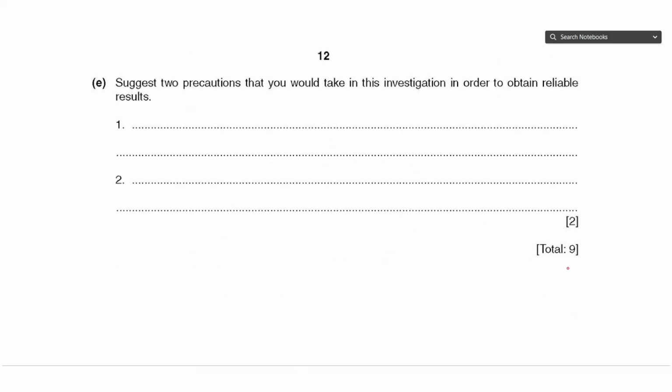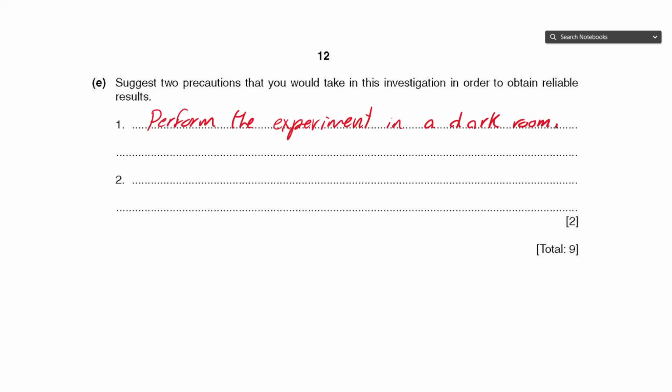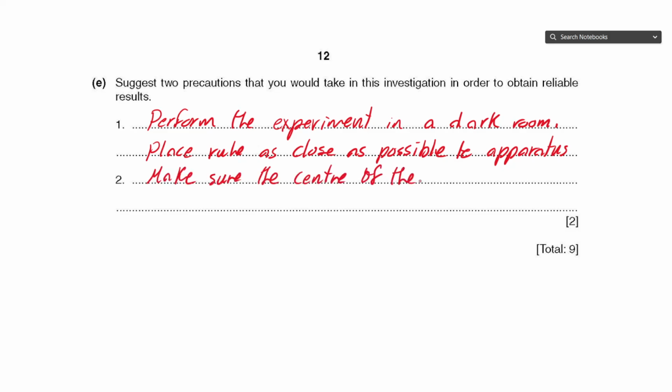Part E says suggest 2 precautions that you would take in this investigation in order to obtain reliable results. We can say perform the experiment in a dark room so that the image would appear better. We can say place the rule as close as possible to the apparatus, or look perpendicular to the scale. We can also say use pointers. We can say make sure the center of the lens and the illuminated object are on the same level or height.